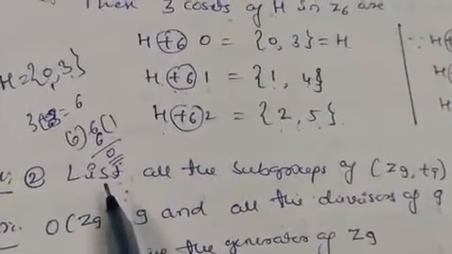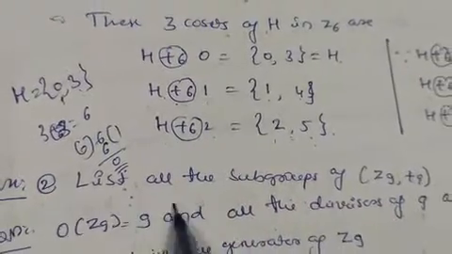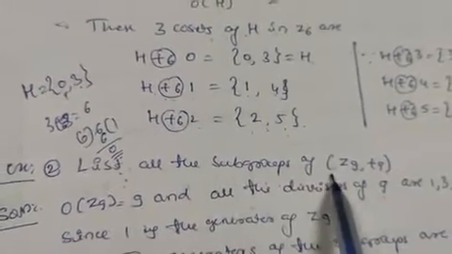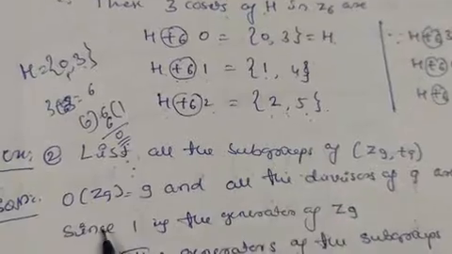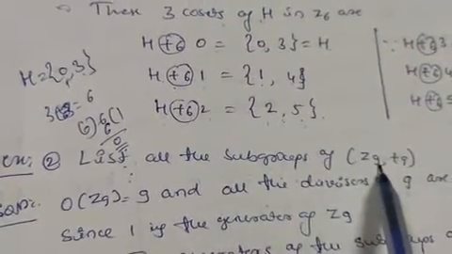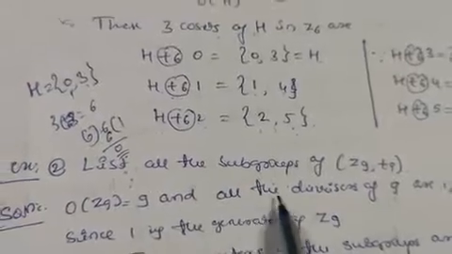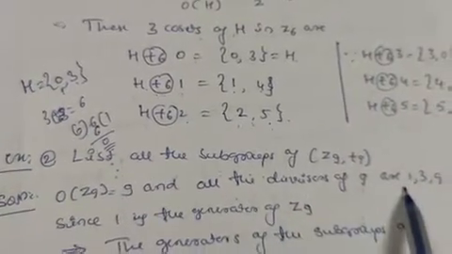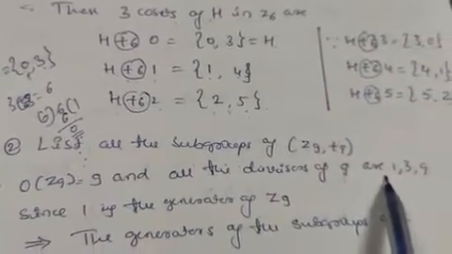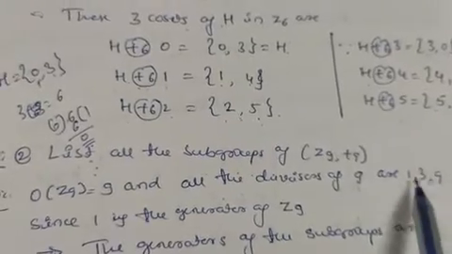Let us take one more example. List all the subgroups of Z9 under addition mod 9. So here Z9 again contains 9 elements, so the order of Z9 is 9. Let us take the divisors of 9. We can divide 9 by 1, 3 and 9.